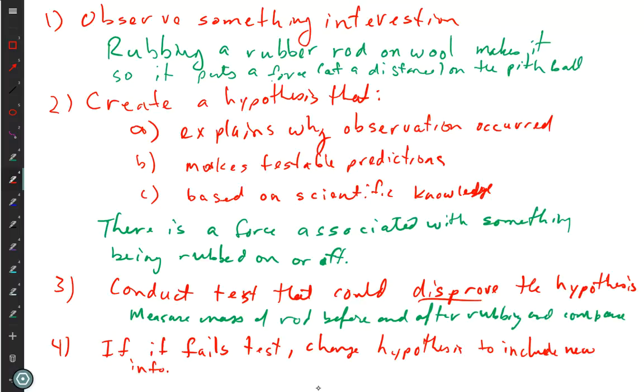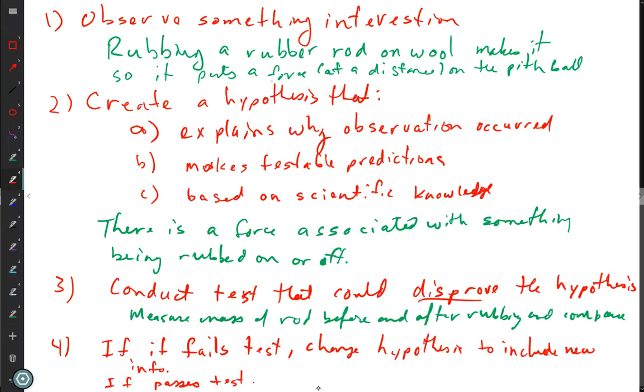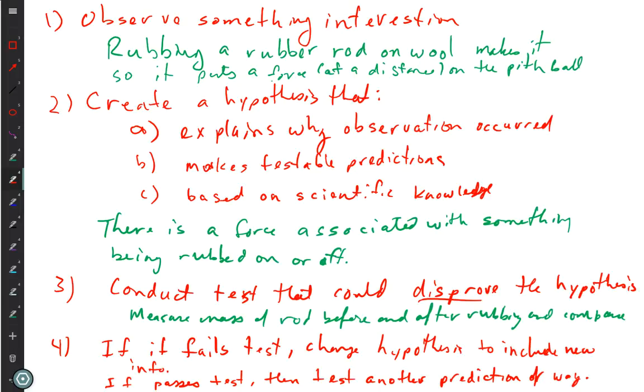What if it passes the test? Then you test a new prediction or test another way. And that leads to part of the frustration of the scientific method: you never are done. You never can say, I proved it. All you can say is I've tested it extensively and have found it to be consistent.